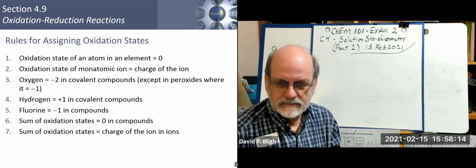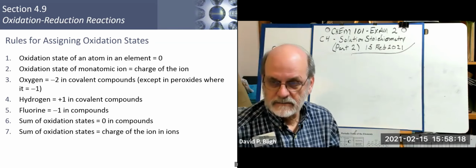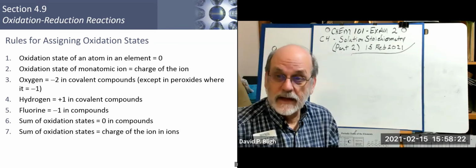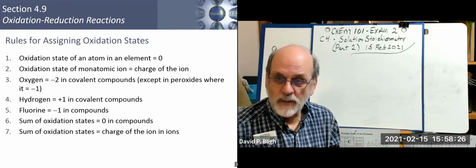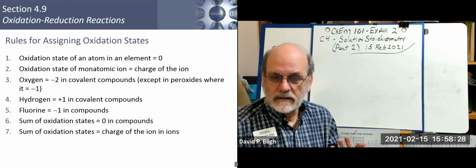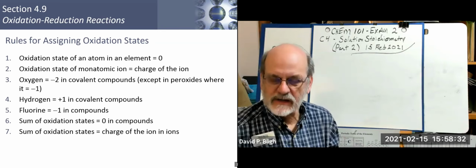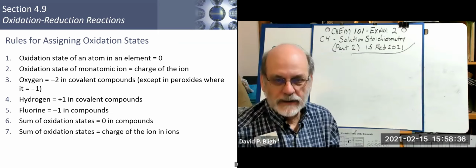Fluorine is a -1 in all compounds. That's the only possibility for fluorine. Now, the other halogens, like chlorine, bromine, iodine, can have multiple oxidation states. You have to calculate those. But if there's a fluorine there, it's a -1.